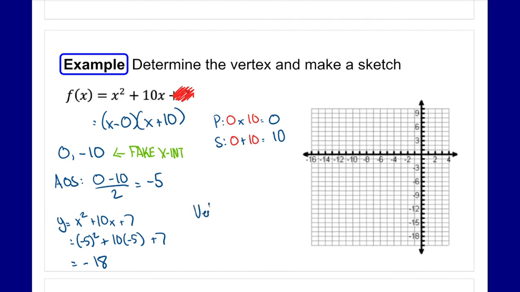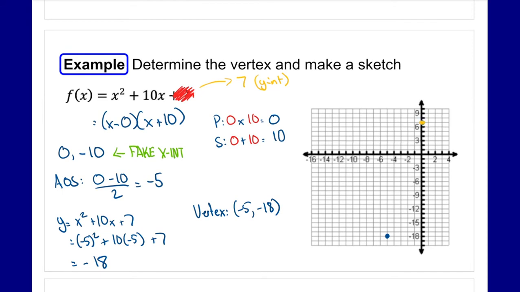So for my vertex, my axis of symmetry is negative 5. My max or min is negative 18. I can plot that value of negative 5, negative 18. I can also plot my y-intercept, which from the original one is that c value, so that was a positive 7, which is our y-intercept. So I can plot that value.